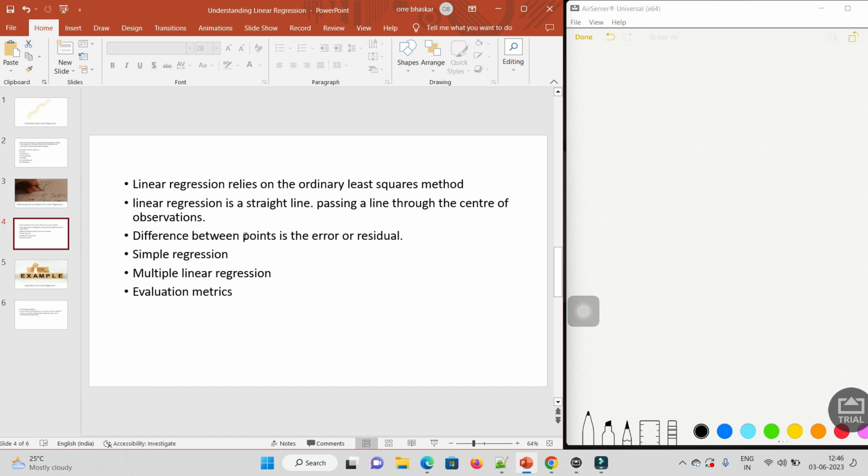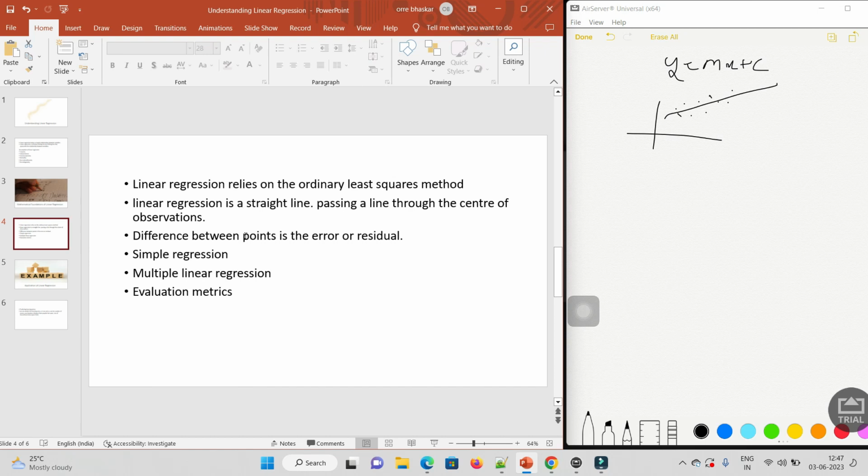So, what is simple regression? Well, let's find out. Y equals mx plus c. This is simple regression. So linear regression is a straight line passing through the center of observations. That means if these are observations, you should see a central line, or the best fit line. Okay, and what is the error? Well, you already know. It's the difference between the data point and the predicted data point.